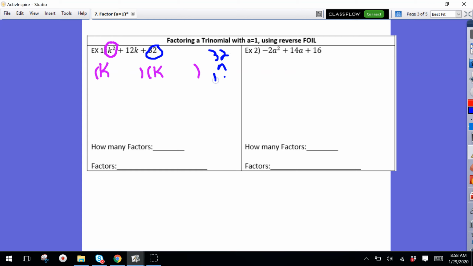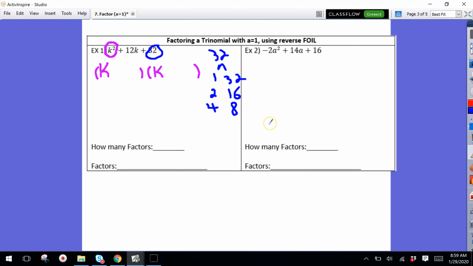Well, I can multiply 1 and 32. I can multiply 2 and 16. 3 doesn't give us a 32, so we can't do that. But we can multiply 4 times 8 to get 32. And then 5 doesn't go into 32, neither does 6, and 7 doesn't go in. So these are my three options.